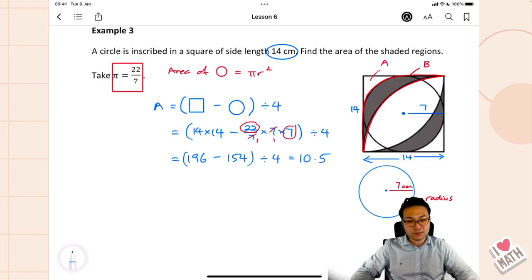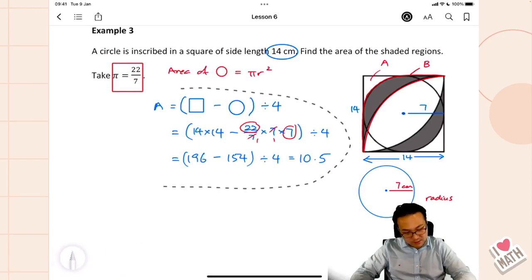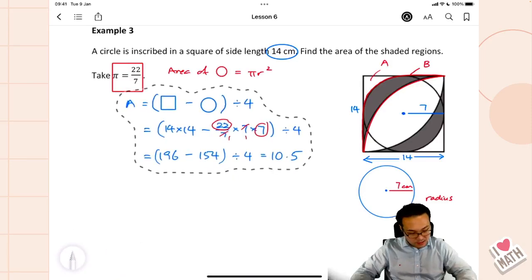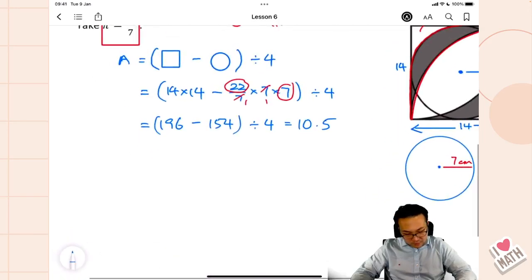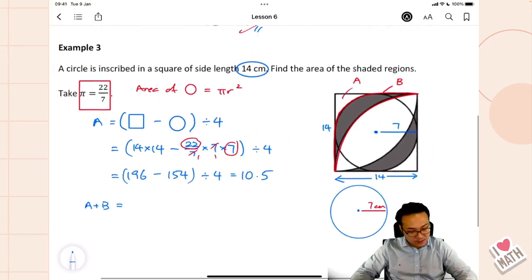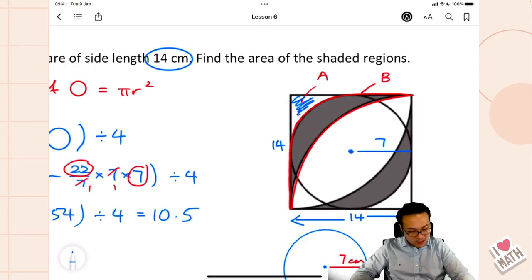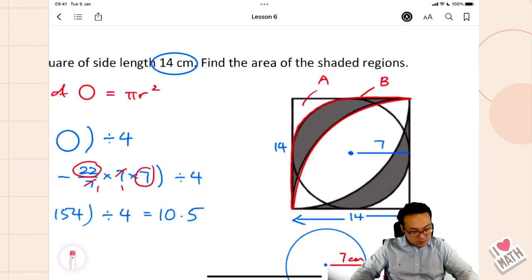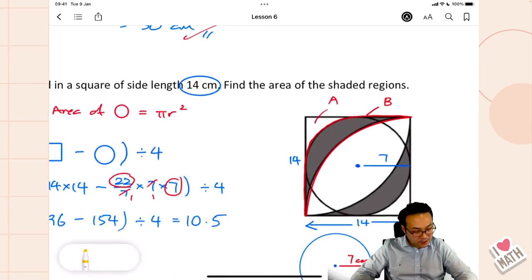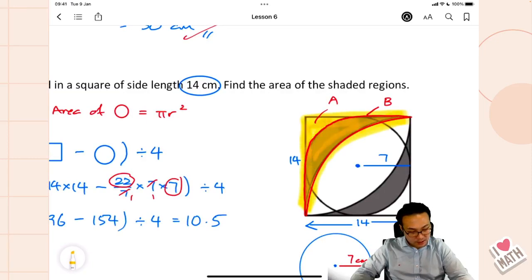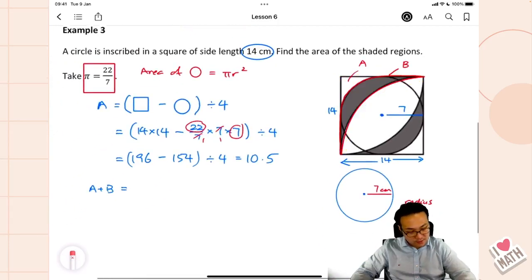Okay, now I'm going to find the area of A plus B. Just let me move this a bit. Let's make some space. What is A plus B, students? You see, this is A, and the shaded part is B. So what am I finding? I'm finding the yellow part. I show you which part. There, this part. A plus B, okay?